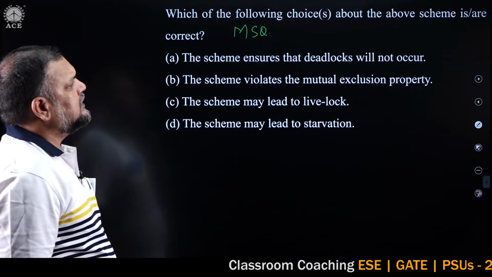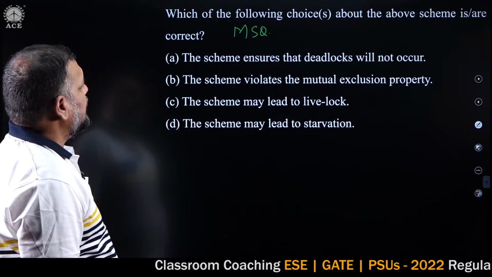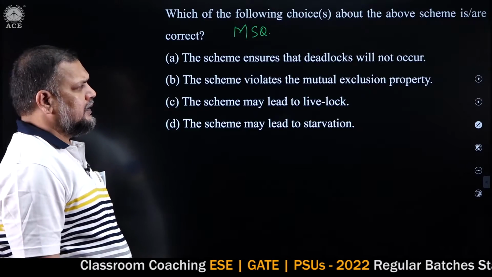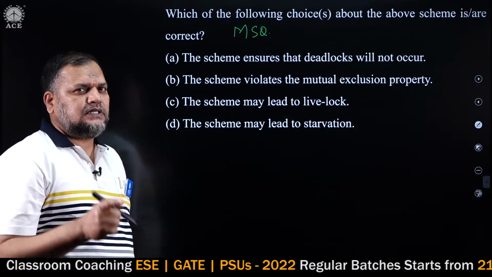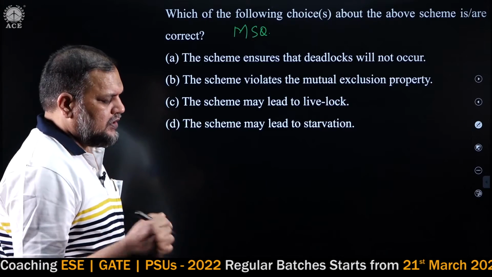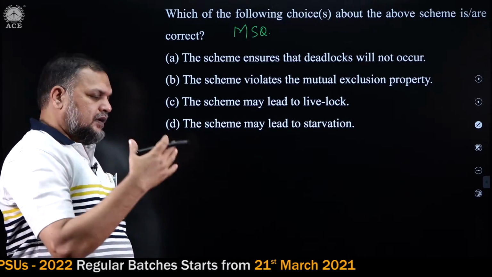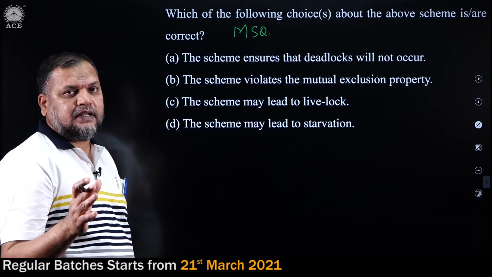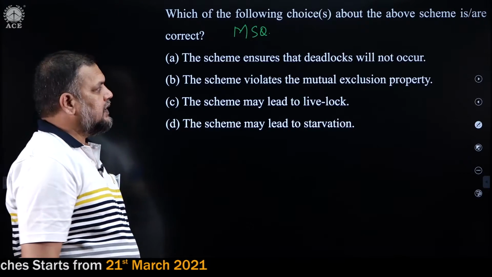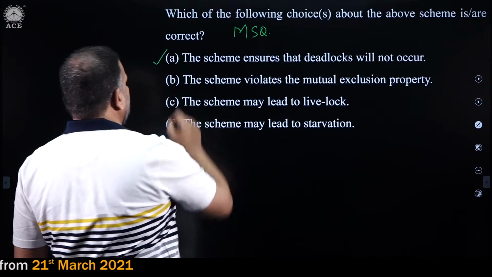Which of the following choices about the above scheme is or are correct? This scheme ensures that deadlocks will not occur. Whenever we are killing the process, that is a global strategy we have seen in the deadlocks chapter, in deadlock detection and recovery. When a process is getting killed, then deadlock can never happen. So that is what it is saying. Therefore, this is correct.